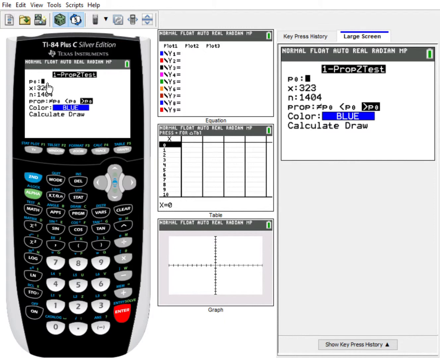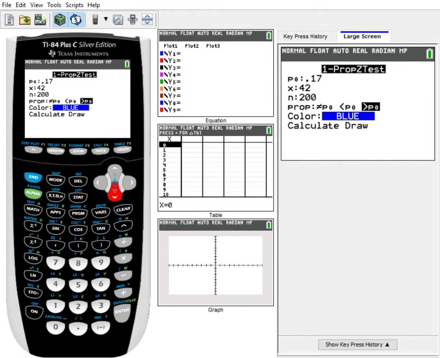The p sub 0, that's the null hypothesis. It's asking for what you put under your null hypothesis. The x is how many people said yes to your question. In the scenario of the ambiguity problem, we had a null hypothesis of 17%. 42 out of 200 replied yes to your question.